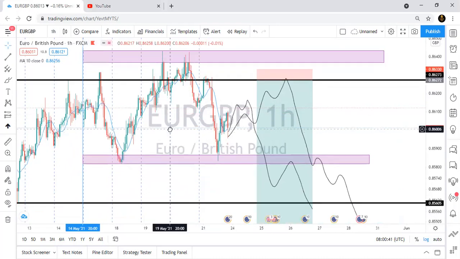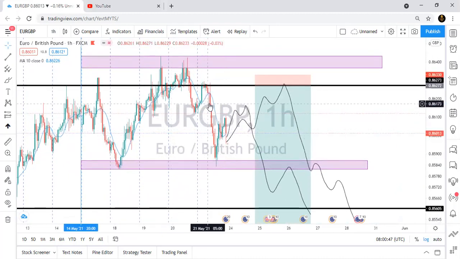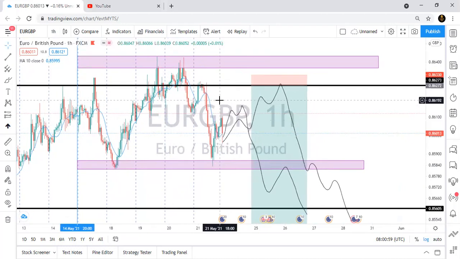This is Euro Pound. This is the same thing. I'm expecting for the market, there's a lot of imbalance here. There's an imbalance here, but it was already mitigated. So what I'm expecting is maybe for price to bounce a bit up, to go and retest the weekly supply zone before it falls, or just to come into this imbalance and rebalance here before it drops down.